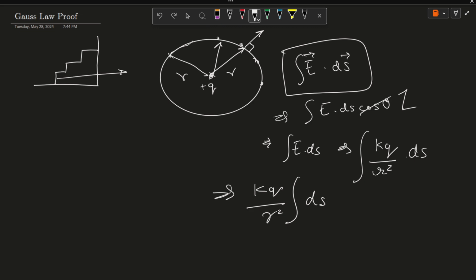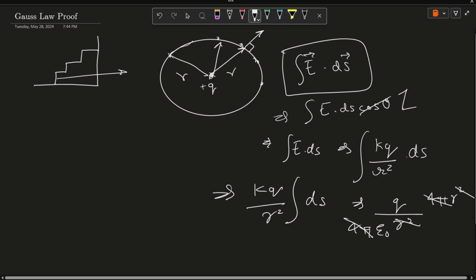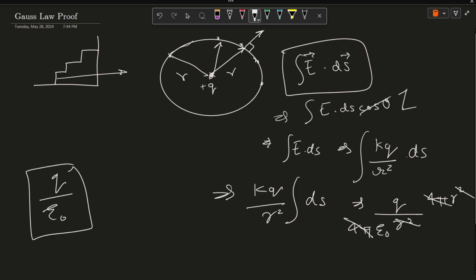So in this scenario, it is a sphere. The total area of a sphere can be given by the expression 4 pi r squared, right? Now we have r squared in the denominator, and we can write k as 1 upon 4 pi epsilon naught, and here is q. So we just cancel this and this. Now all we are left with is q by epsilon naught, right? This is all we are left with. We have already completed the first step, which was to prove it for a central charge.